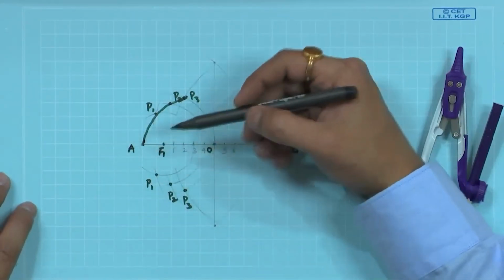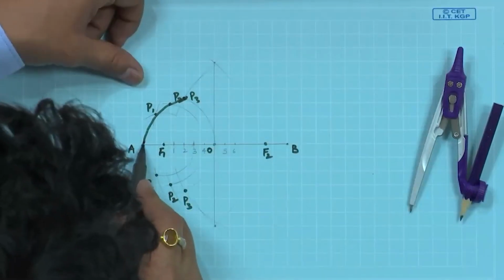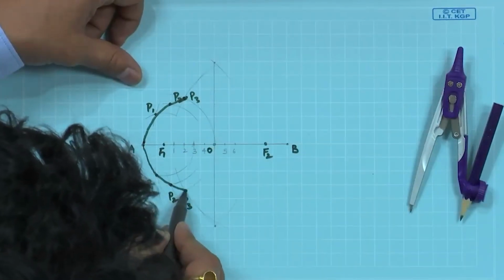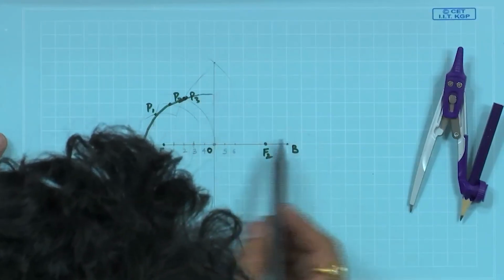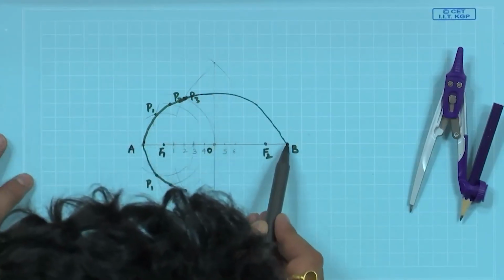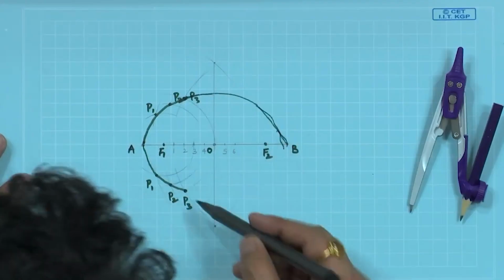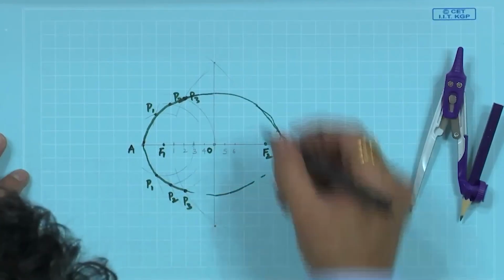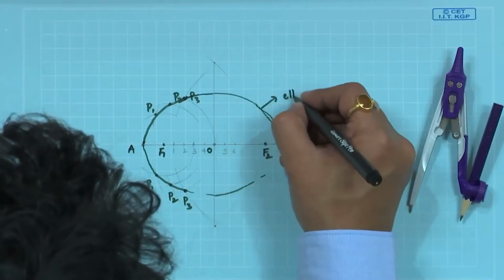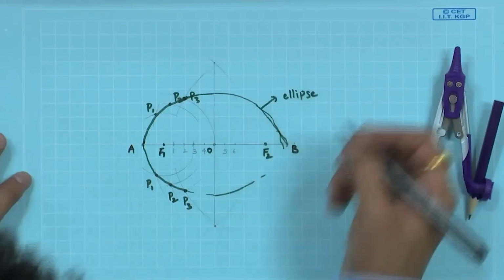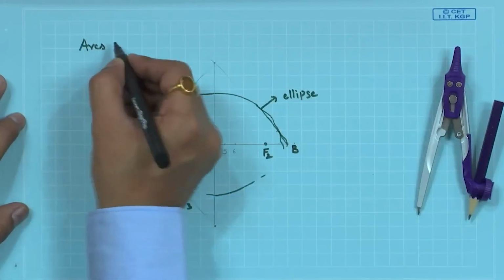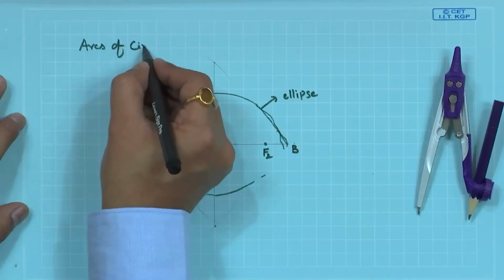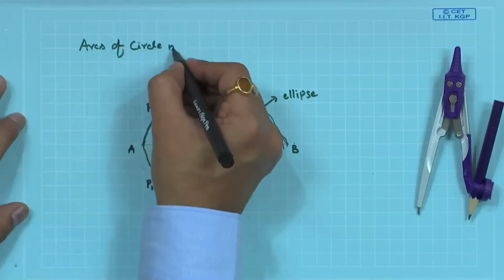Similarly, we will be in a position to construct a line which passes through P3. In that way, we will be in a position to construct the whole curve which passes through point B and also this point, so that we can construct the ellipse. This is by the arcs of circle method.